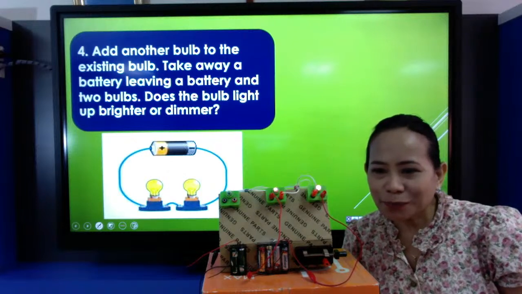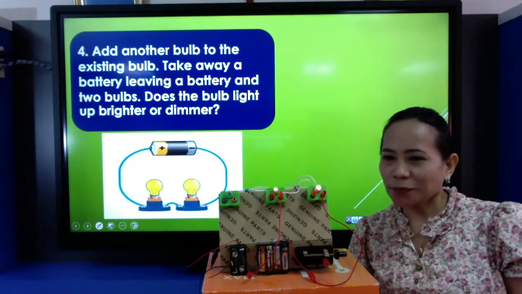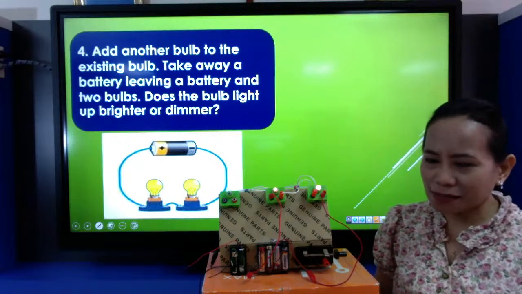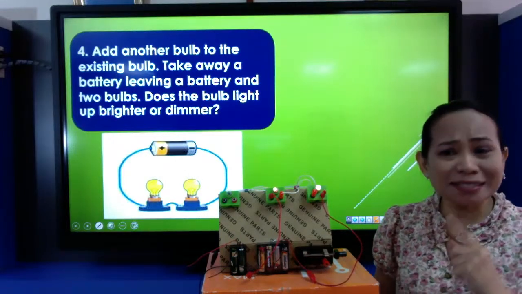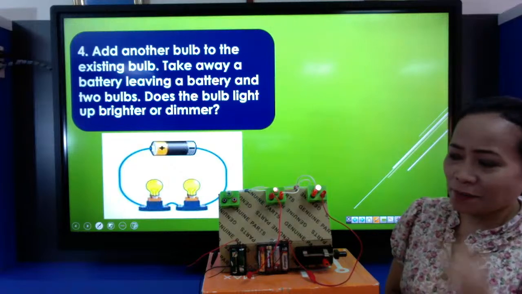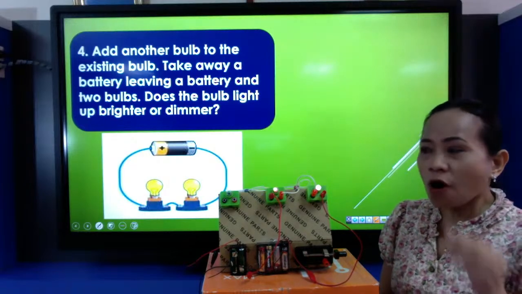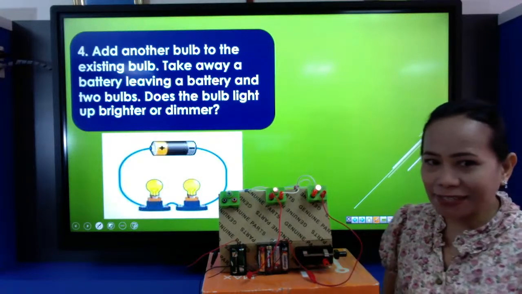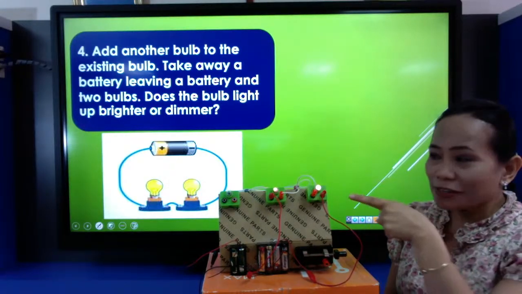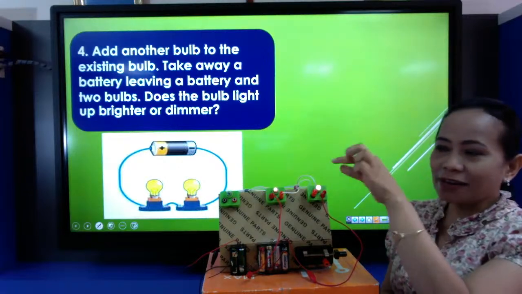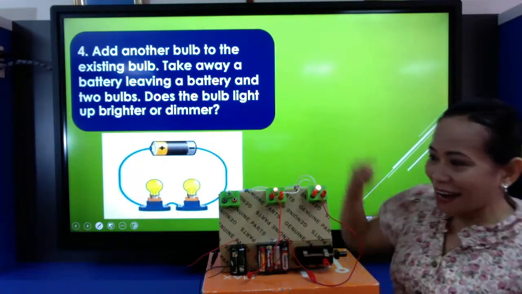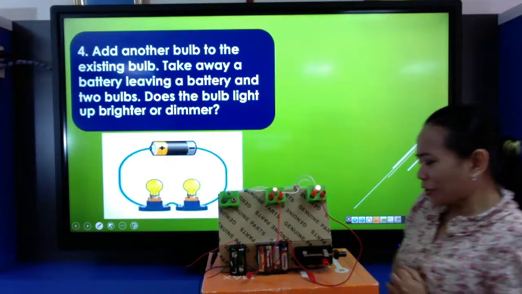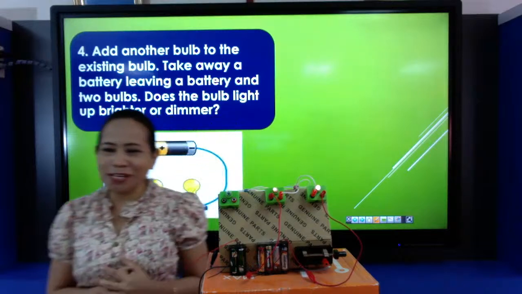Okay, which one is brightest? Okay, 6/2 number 41 said it's dimmer. Yeah, very good. It's dim. So meaning, if you add more load but the same number of batteries or supply of energy, then the supply of energy per bulb is lesser, right? So what does it mean? Let me hear your observation here.